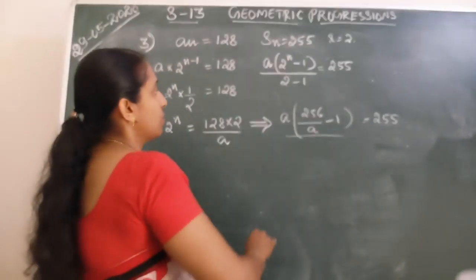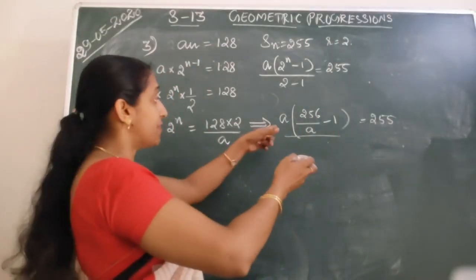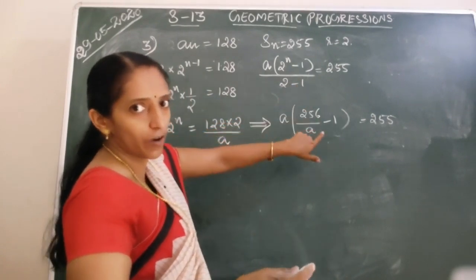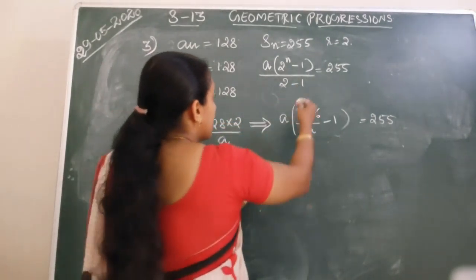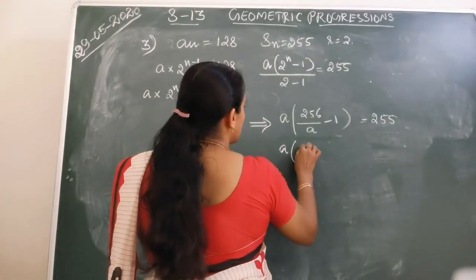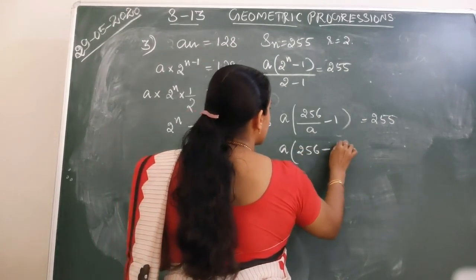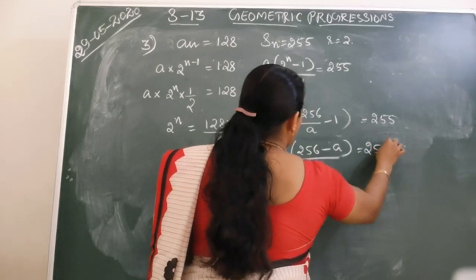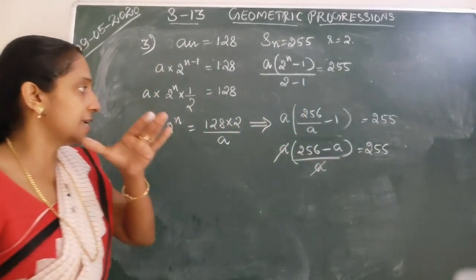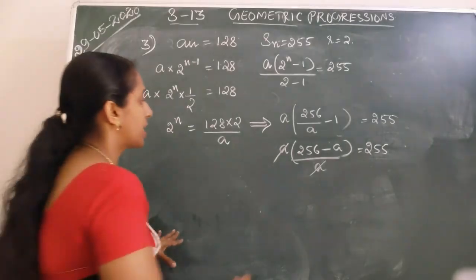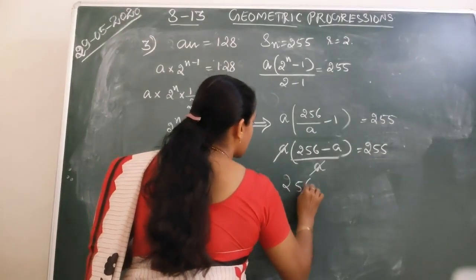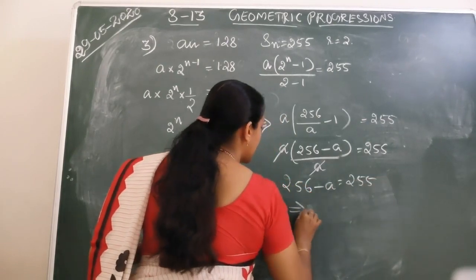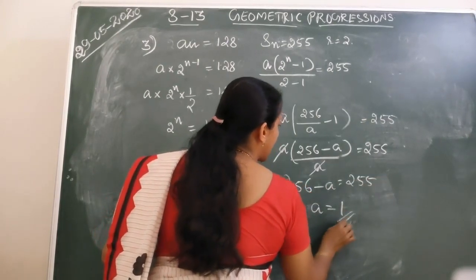Now, if you are simplifying this, the denominator is 1. That's why I am not writing 2 minus 1 is 1, so no need of writing. Now, take out this LCM: 256 minus a upon a is equal to 255. A and a will cancel here, right? And you are getting 256 minus a equal to 255, which implies a equal to 1.